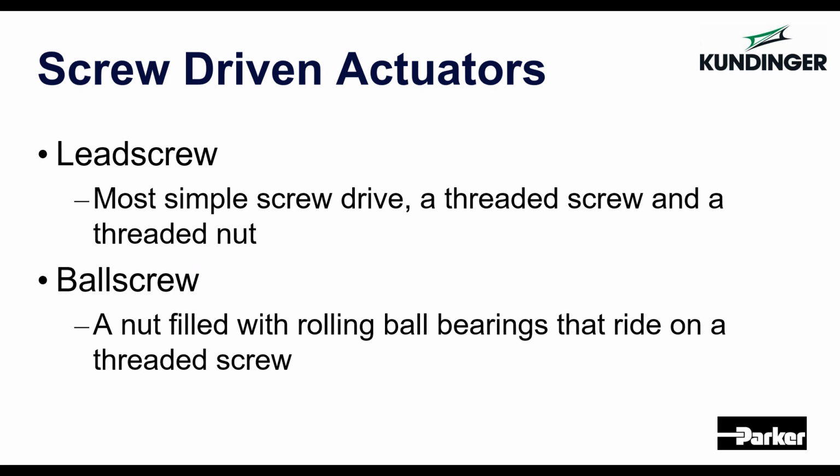The way that thread form is cut can be typically rolled, machined cut, or ground. Ground screws are going to be your most accurate, and you can get those down on the micron level from a repeatability perspective, but they are quite costly. So typically we're not going to use them in industrial type units where that sort of precision is not necessary.